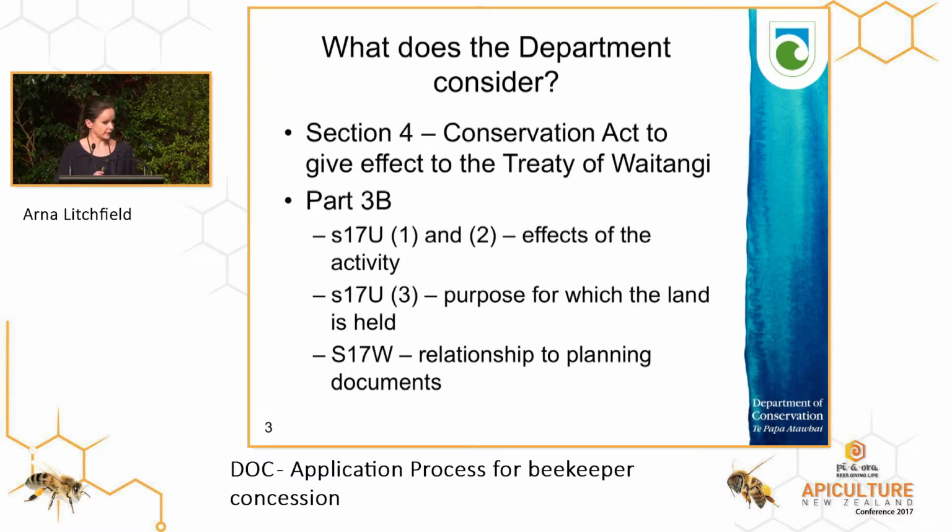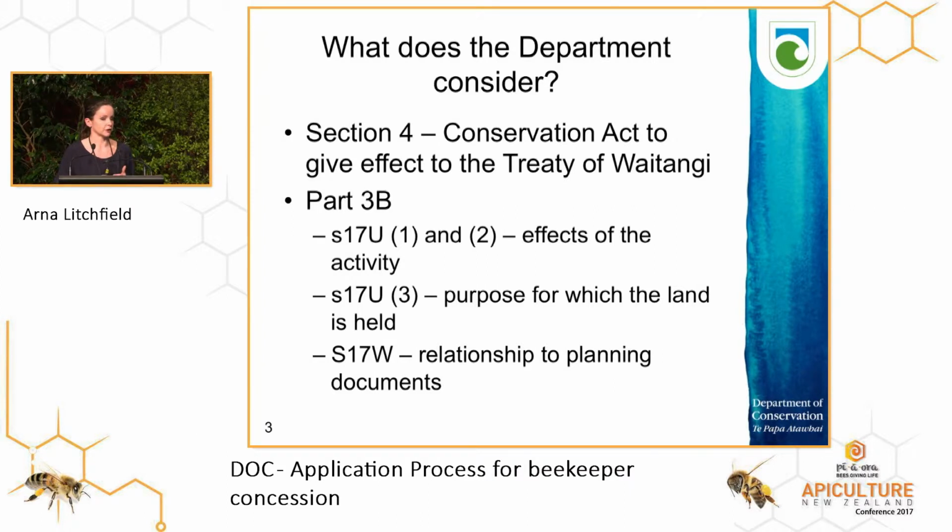Now, I was thinking about how to present this, and I think I've done things a little bit backwards. Rather than talking about what steps and what types of applications we accept, I went straight to the tests that we will consider any application by. So the first bullet point you'll see up there is Section 4, and you may hear this referred to as our Section 4 relationship, our responsibilities, and our obligation. The words I've used there are quite deliberate.